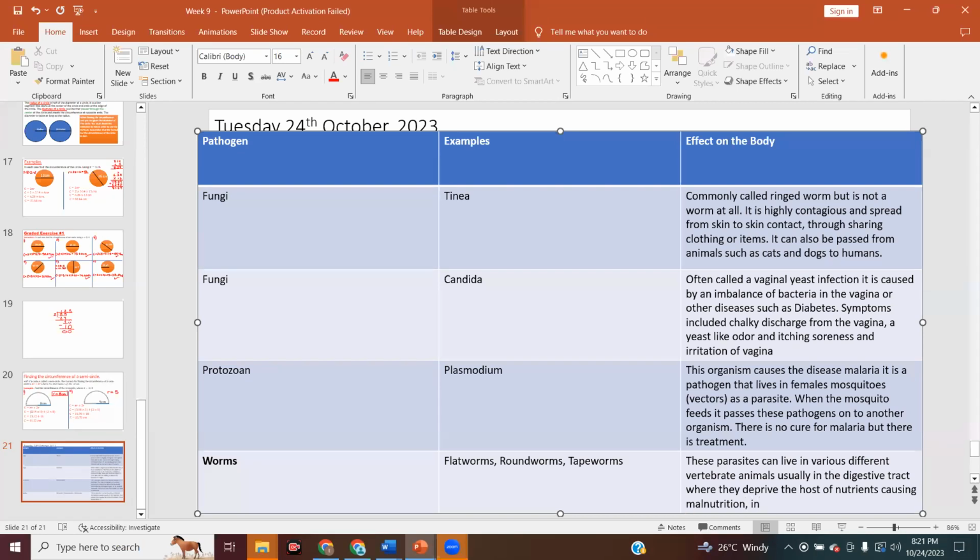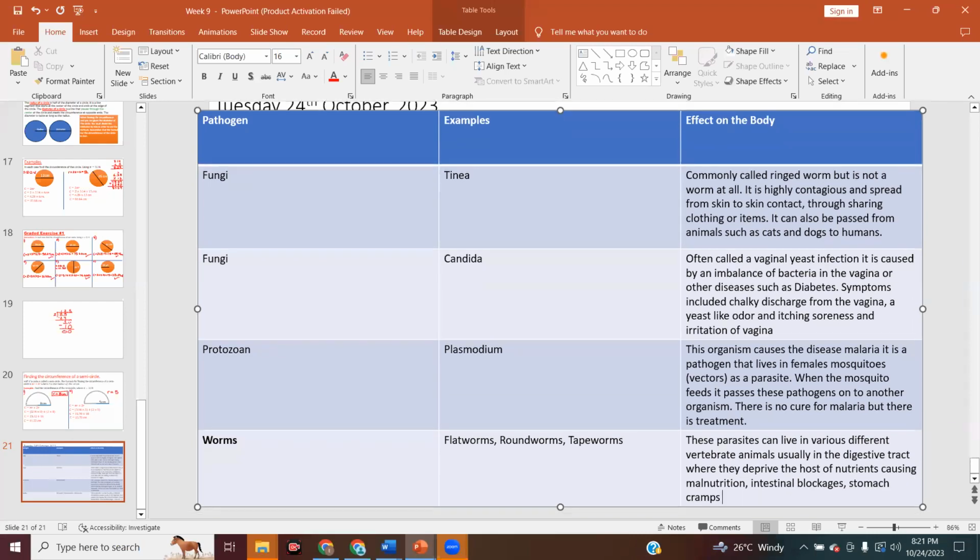Understand that, Jevin? Yes, sir. So causing intestinal blockages, stomach cramps, and what else? And severe weight loss. Okay. So that's about it for the pathogens.